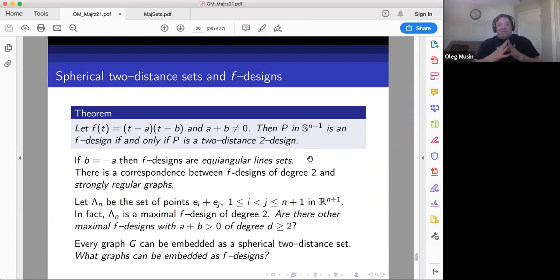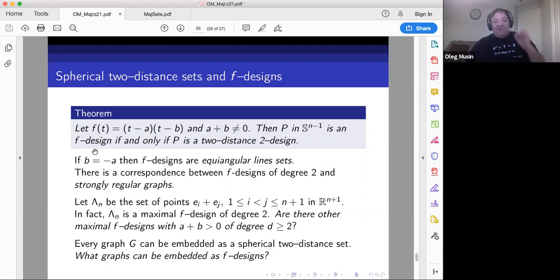Let us consider two-distance sets and F-designs. What is the relation between two-distance sets and F-designs? The first theorem, a more or less simple theorem, says: consider the quadratic polynomial (t minus a) times (t minus b), where a plus b is not 0. In this case, P is an F-design if and only if P is a two-distance 2-design.